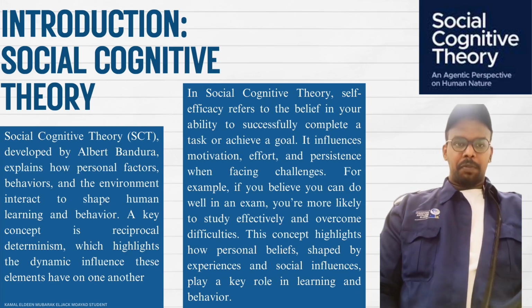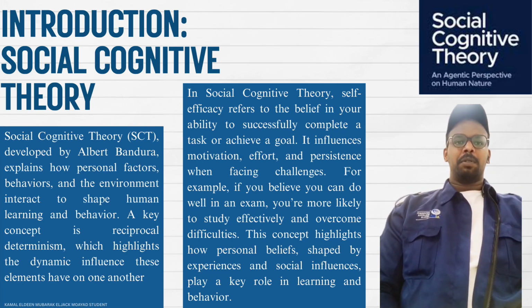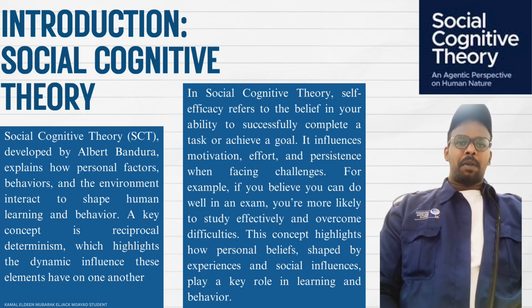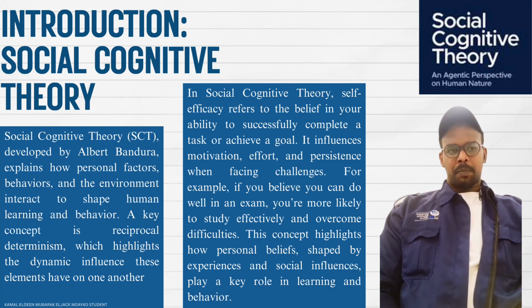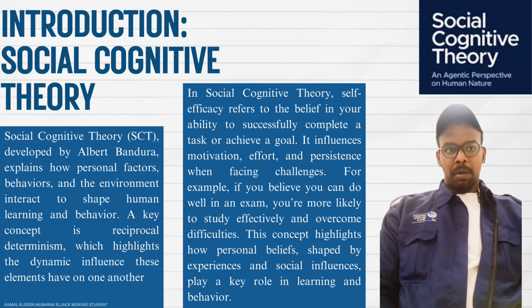The social cognitive theory (SCT) developed by Albert Bandura explains how personal factors, behavior, and the environment interact to shape human learning and behavior. A key concept is reciprocal determinism, which highlights the dynamic influences these elements have on one another. In social cognitive theory, self-efficacy refers to the belief in your ability to successfully complete a task or achieve a goal. It influences motivation, effort, and persistence when facing challenges.